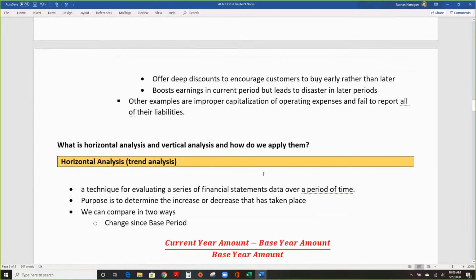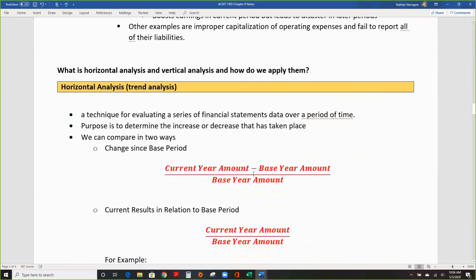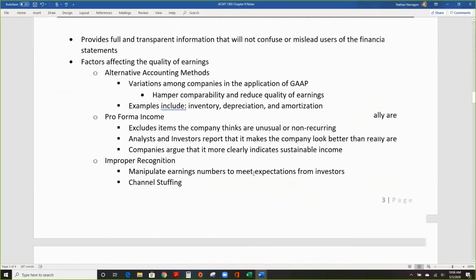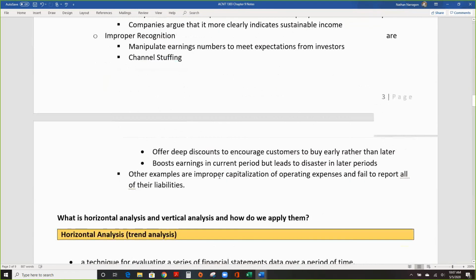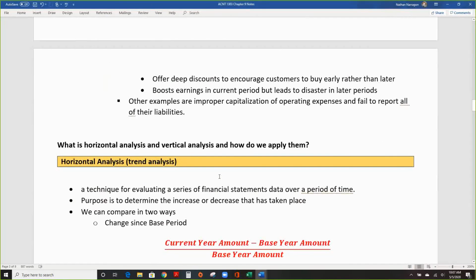Don't worry, be happy. So we're going to try to combat a little bit of these two items, the sustainable and quality of earnings, by looking at trends. This is how we analyze it.